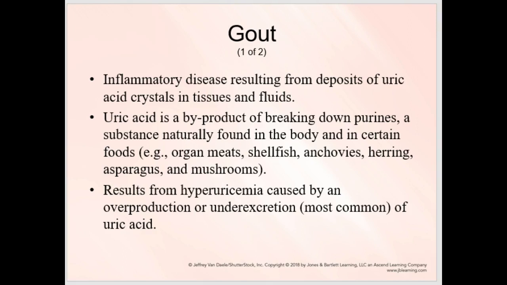Gout. So this is another inflammatory disease. It is systemic, although it's systemic in the blood and may only affect certain joints. And what happens is that people who have gout cannot break down these purines appropriately. And normally in a patient who doesn't have gout, you can break them down and excrete them. But in these patients, they have difficulty breaking them down appropriately. They are going to have excessive amounts of uric acid in their body, leading to hyperuricemia.